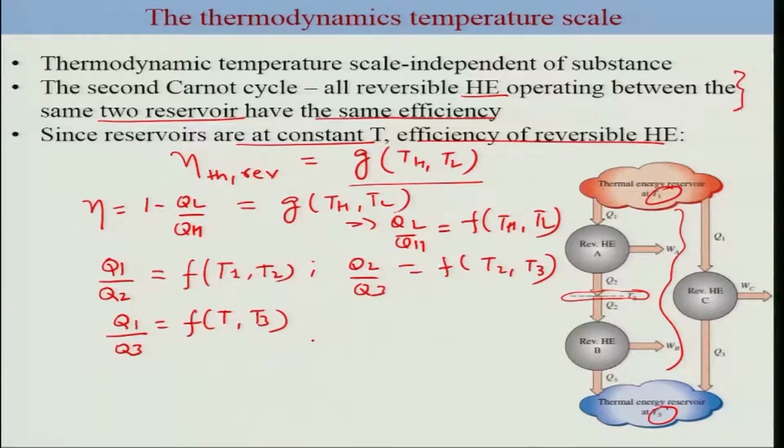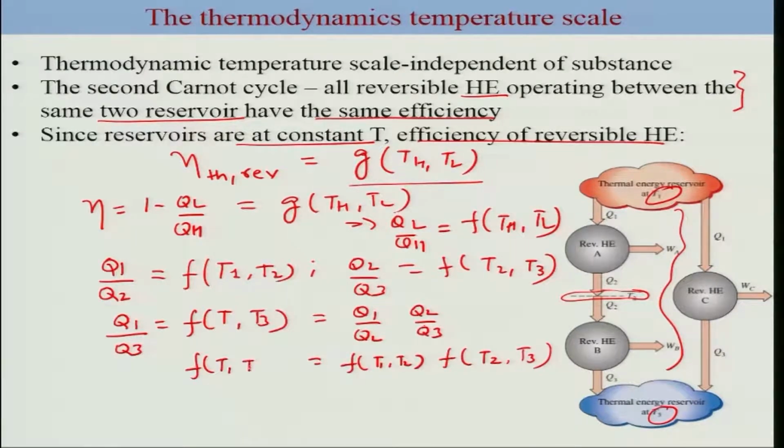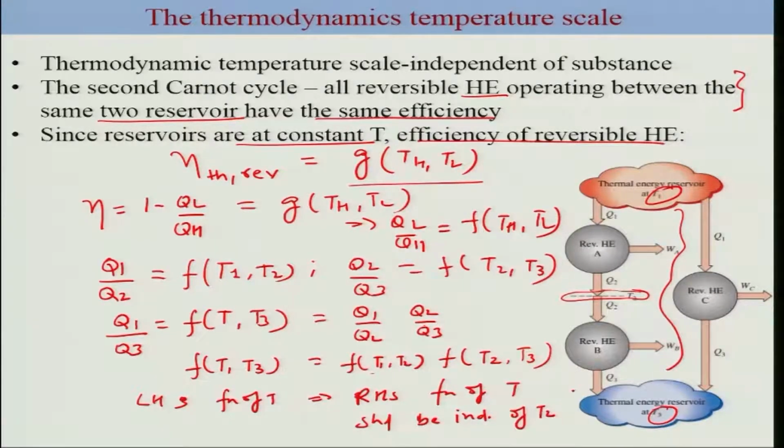So now we have this information based on the Carnot principle and based on the definition of heat engine efficiency. You can now write Q1 by Q3 as Q1 by Q2 times Q2 by Q3, and this essentially is f(T1, T2) times f(T2, T3). Now the left hand side is a function of temperature, and the right hand side should also be a function of temperature, and should be independent of T2. So this is something we can conclude based on this analysis of efficiency as well as the definition of the Carnot principle.